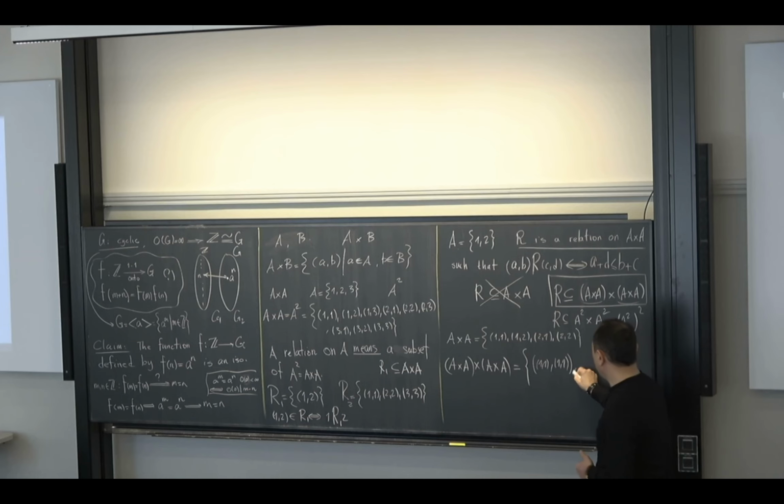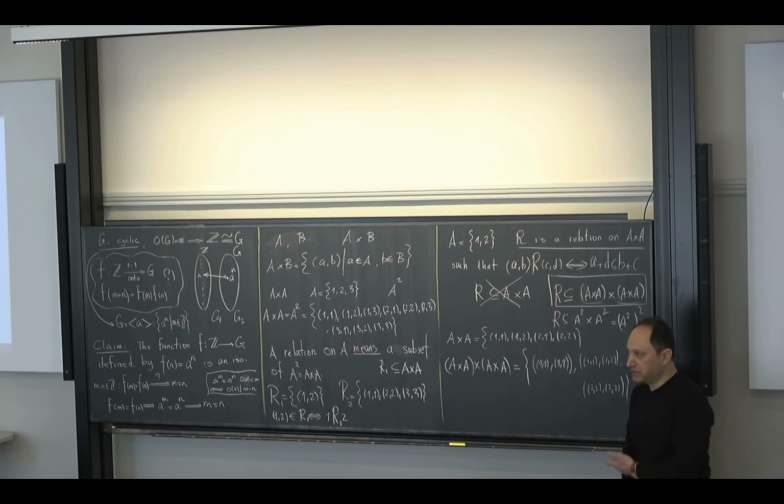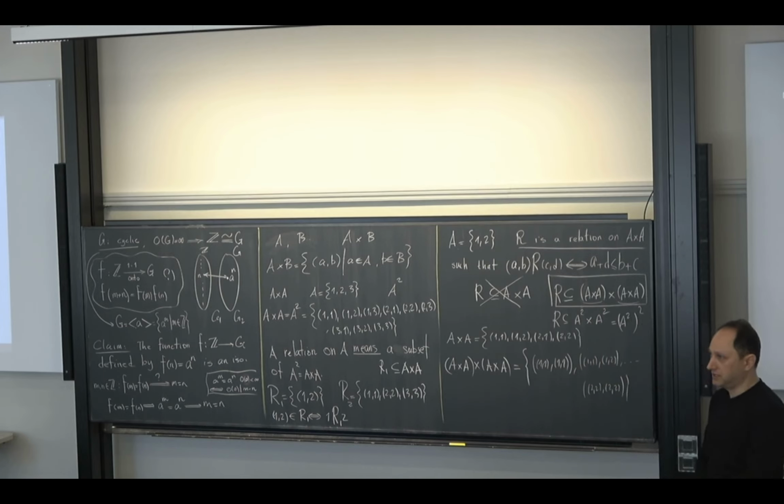And then give me another one, for example. 1, 1, and I don't know, 1, 2. Do you see what I'm doing? And then I can continue. If I want to keep the order, what will be the last one? The last one will be 2, 2, 2, 2. Something like this. Is that clear?